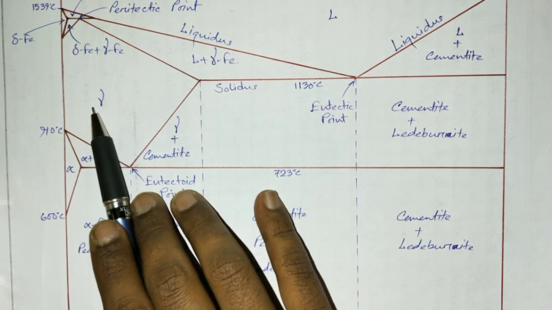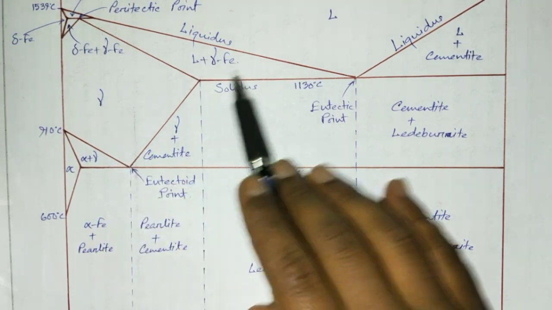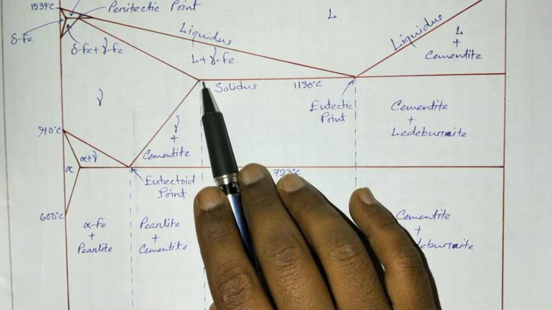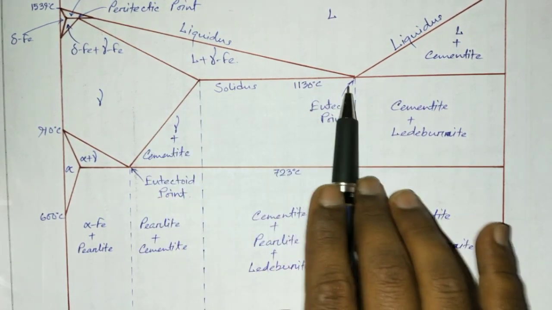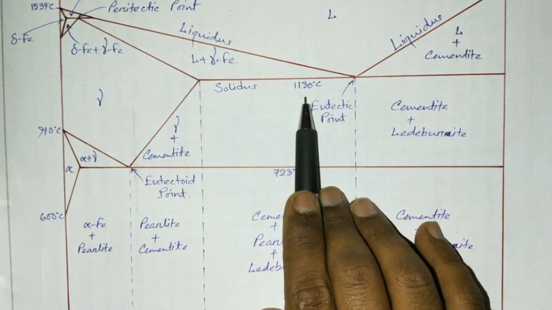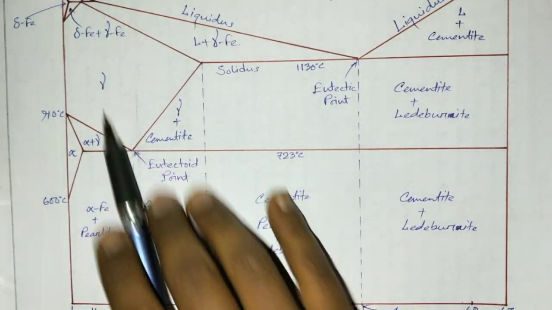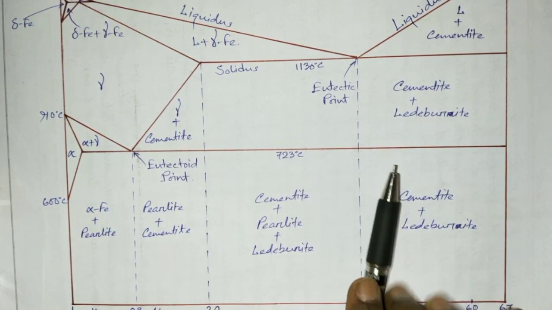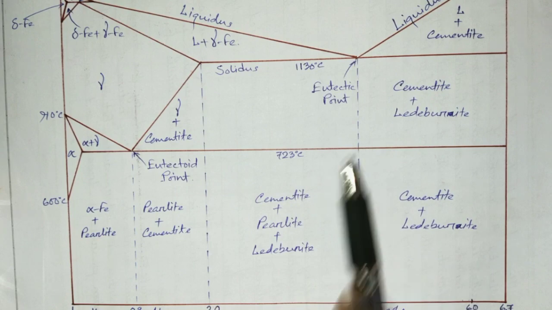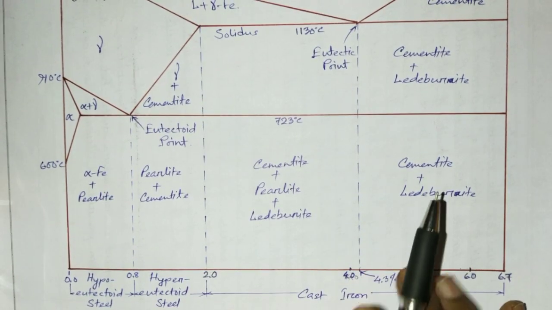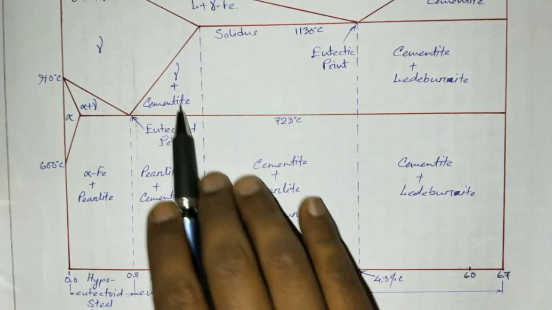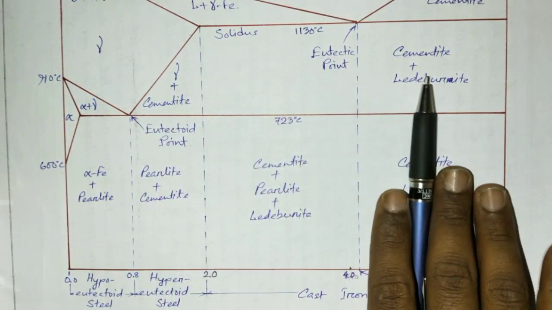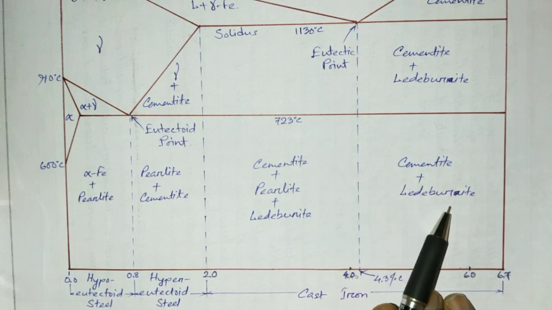Now you can see that for austenite the maximum solubility of carbon is at around 1.8% or 2% carbon, and that is attained at 1130 degrees centigrade. Other than that, as we move towards the right, the carbon content increases, and with the increase of carbon content we can see the formation of cementite, and as the carbon content increases further we can see the formation of ledeburite too.